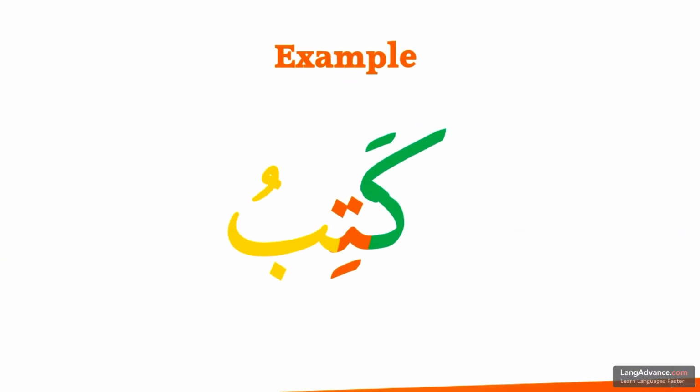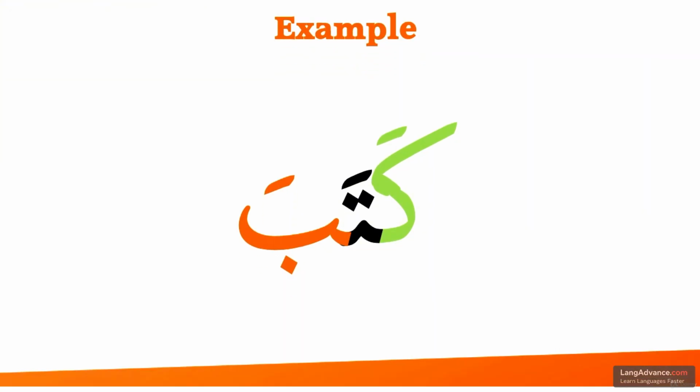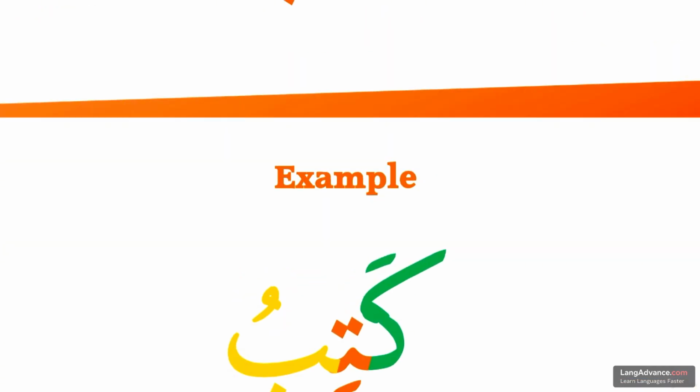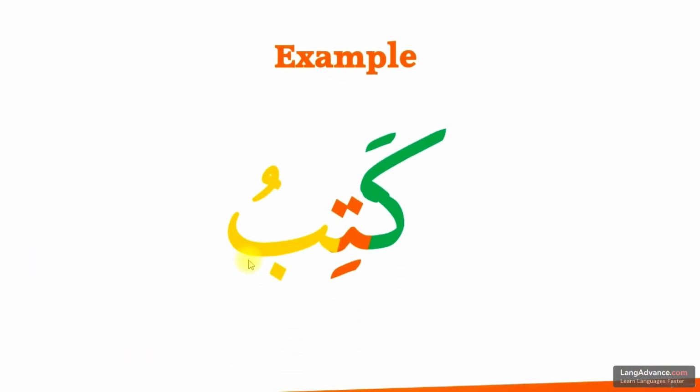Next example, very similar. We will change the vowel a bit in this word to see how it changes. We have the same 3 letters, kaf, ta, and ba. In the previous one we had fatha on the 3 letters. That's why it sounded like kataba. Now when we change it to fatha, kasra, and dhamma, it becomes katibu.